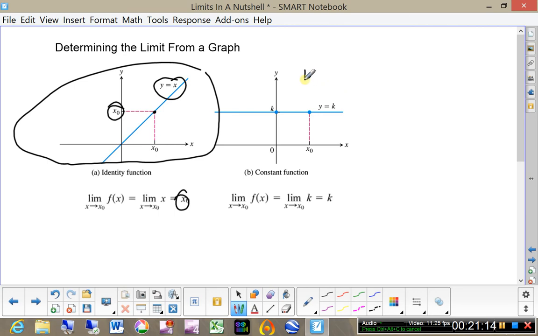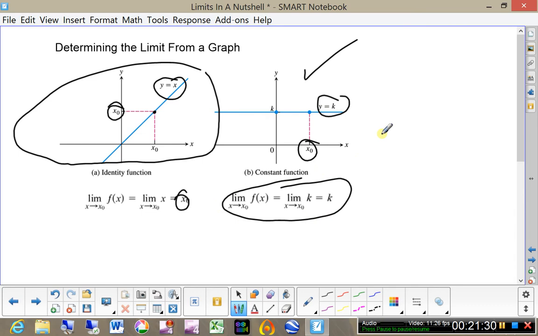The next graph is a constant function, y equal k, and you can see as x approaches x naught, in fact everywhere the function is equal to k. So the limit of a constant function as x approaches any x naught is equal to k.